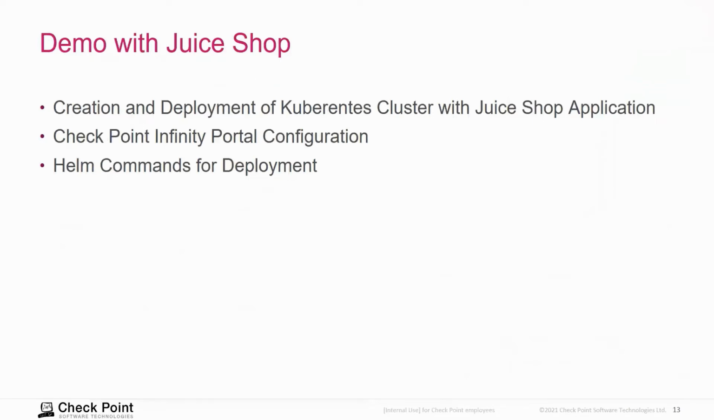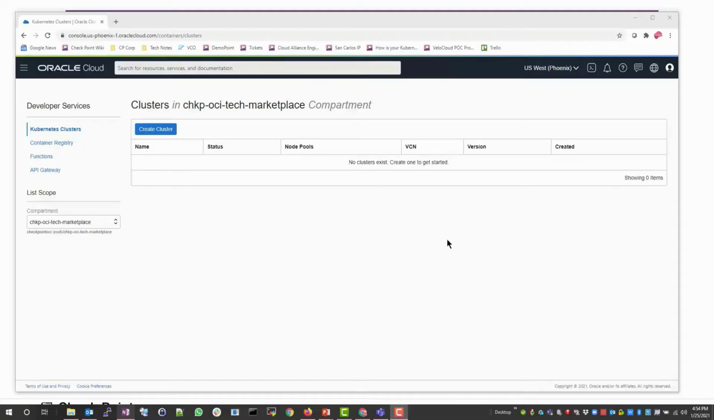Let's take a look at a quick demo with this using the Juice Shop application. The Juice Shop application is an open source application that's used to train programmers on OWASP vulnerabilities. We'll deploy one of these in a Kubernetes cluster, and then we'll go through the Check Point Infinity portal configuration that I mentioned earlier, and then we'll deploy this with Helm. For this demo, we'll create a Kubernetes cluster in the Oracle Cloud Infrastructure using the default settings.